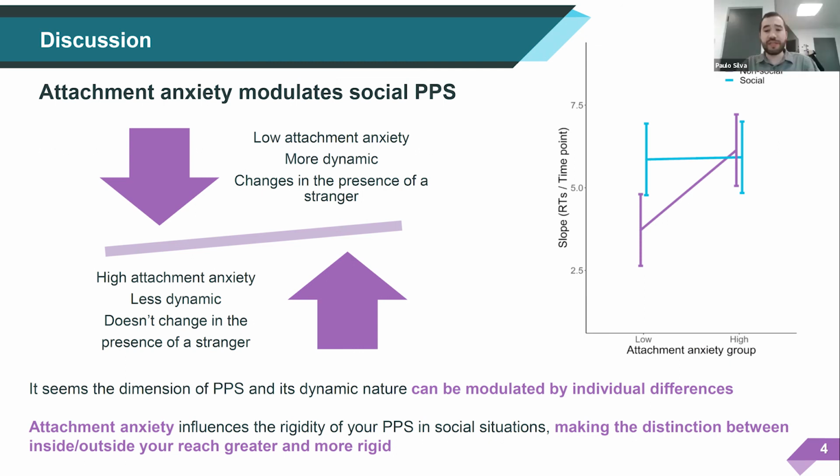Ultimately, attachment anxiety influences the rigidity of social peripersonal space, making the processing distinction within and outside our reach greater and less dynamic.